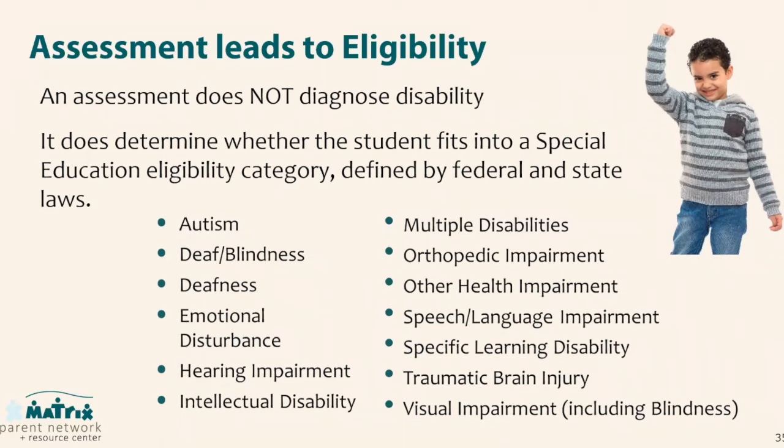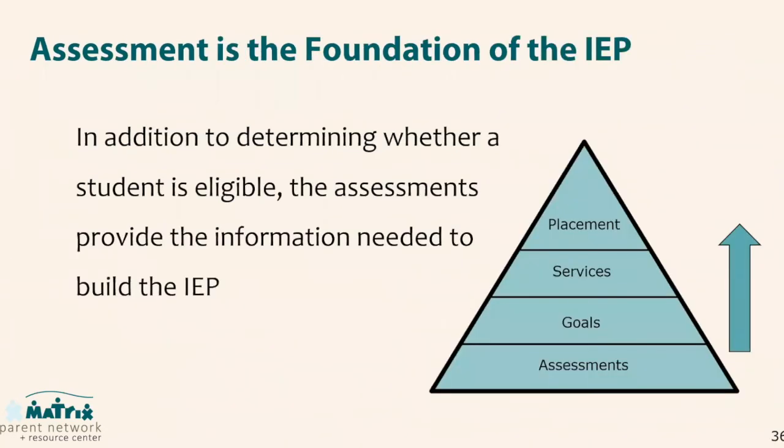may qualify under speech and language impairment as a pragmatic speech impairment and maybe not even qualify on the basis of autism. Again, it's not a diagnosis that the school is doing. What they're determining is whether your child fits into one of these categories that are defined in the law. And then, as we mentioned before, there's 2 reasons for doing the assessment. One is to determine whether they're eligible, and the second is to provide the information you need to build an IEP.